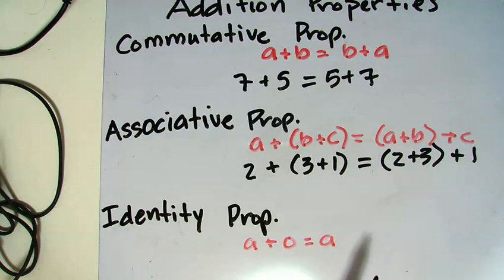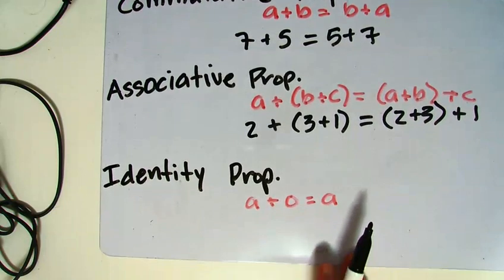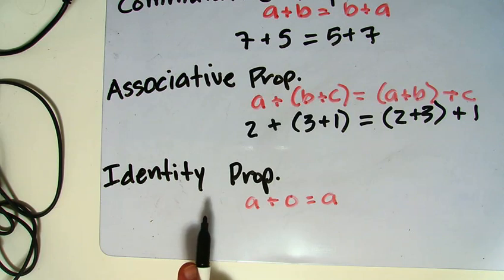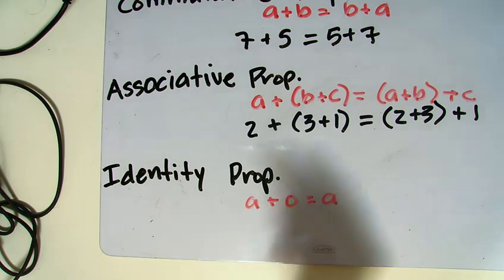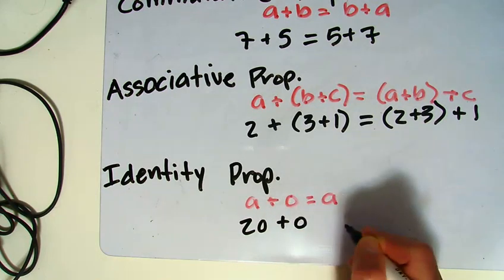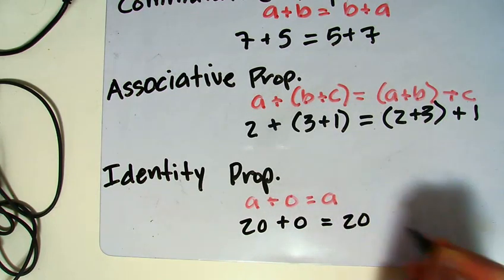The last property I want to talk about is called identity property. And this means that if you take a whole number and you add it to 0, you're going to get the number that you started with. So if I start with 20 and I add that to 0, my answer is 20.